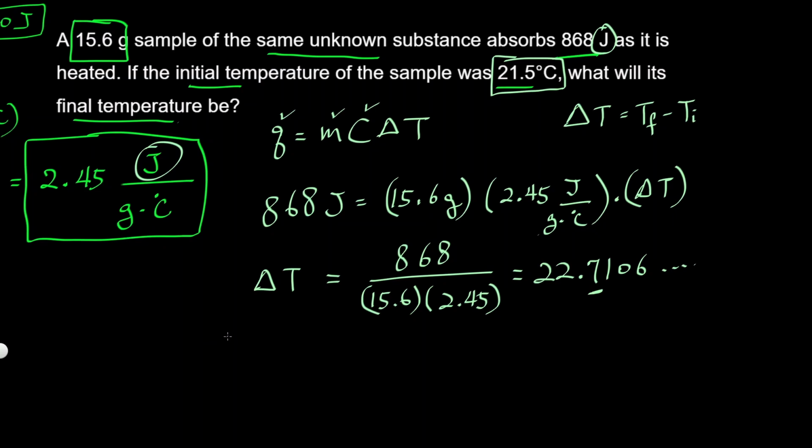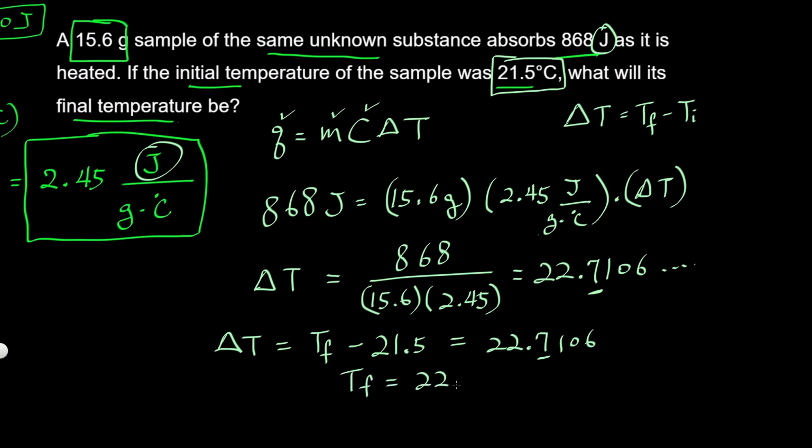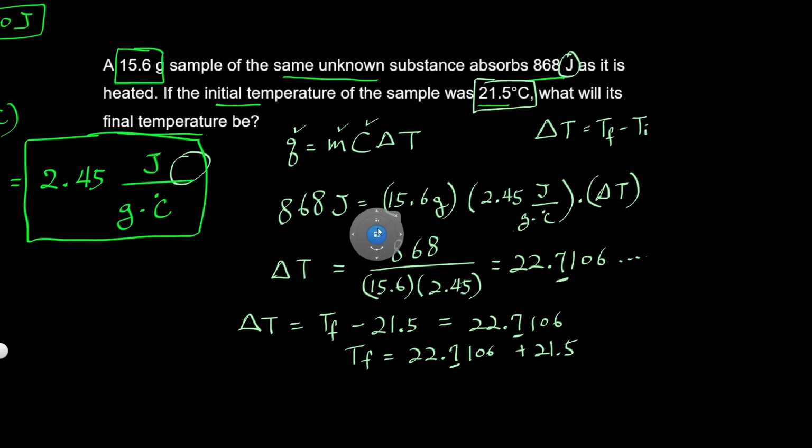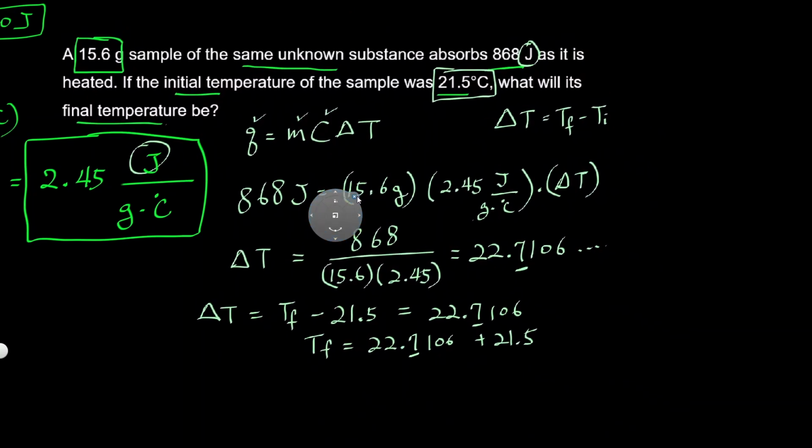Now delta T, which is equal to T final minus T initial of 21.5, is equal to 22.7106, and on and on. Now I'm going to add. So T final is going to be 22.7, that's my sig fig, 106 and on, plus 21.5. Let me shrink this a little bit.